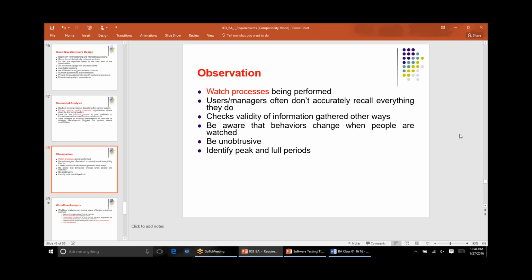Watch, observation. That is an example of having processes used informally. And users and managers don't often accurately recall everything they do. So make sure that we drill them and check the validity of information. That's another very important aspect. Check the validity. Beware of the behaviors.